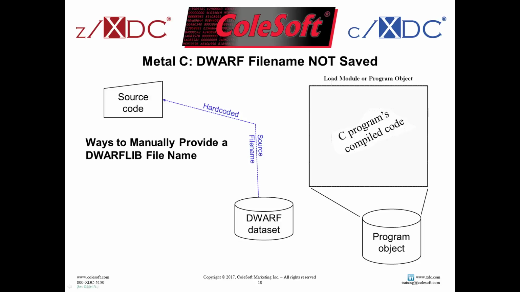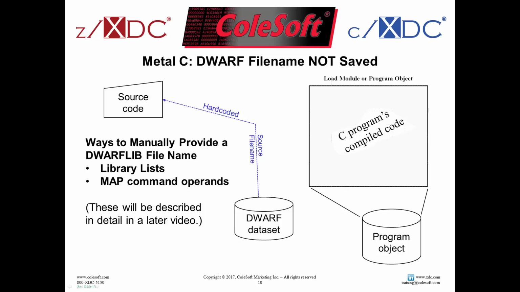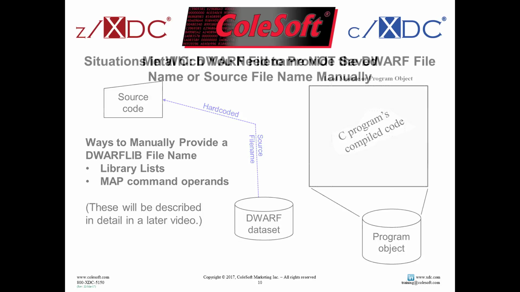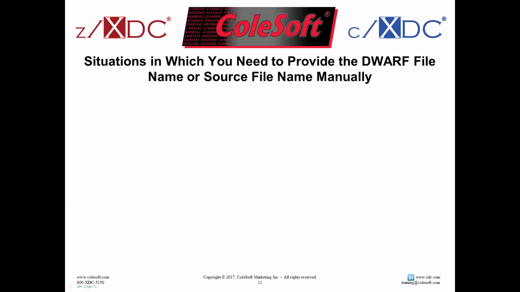cXDC has two such mechanisms: the LIBRARY LISTS command and the DWARFLIB operand on the MAP command. These will be described in detail in a later video. Generally, when using XLC or C++, the Dwarf and source file names will be automatically available to cXDC. However, there are situations in which either the names are not available or the available names are not actually usable.